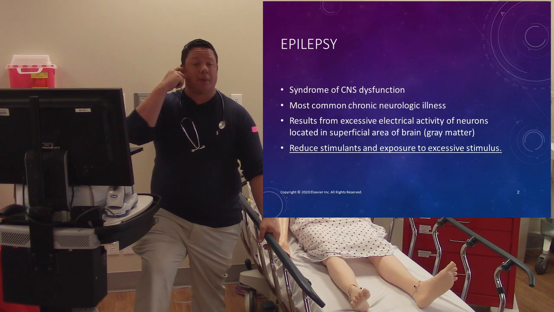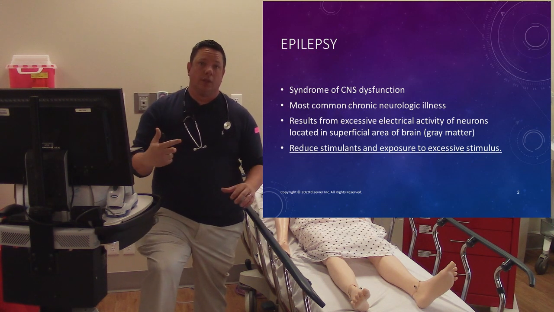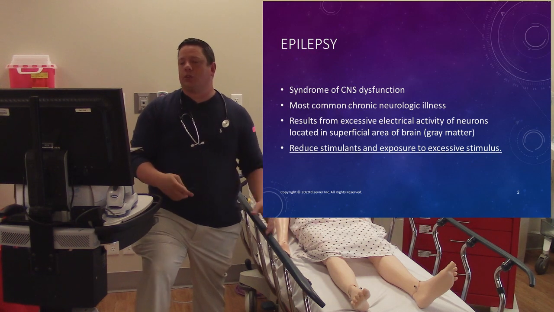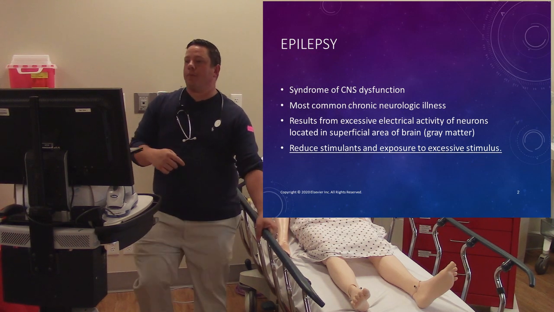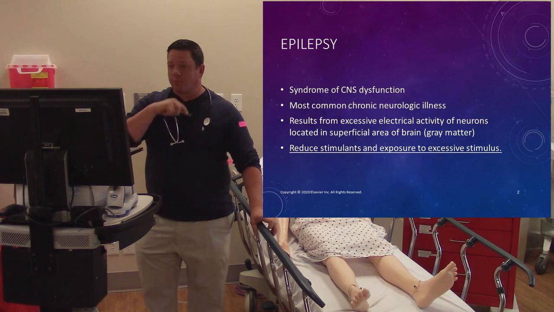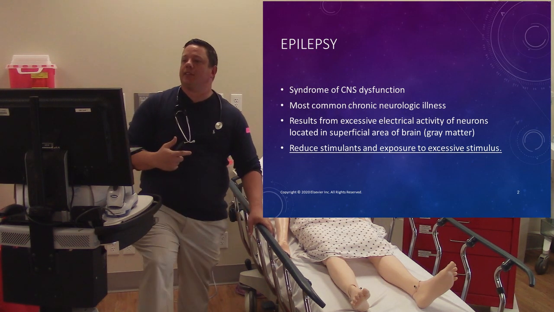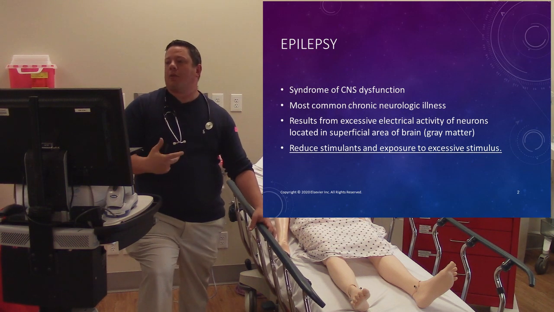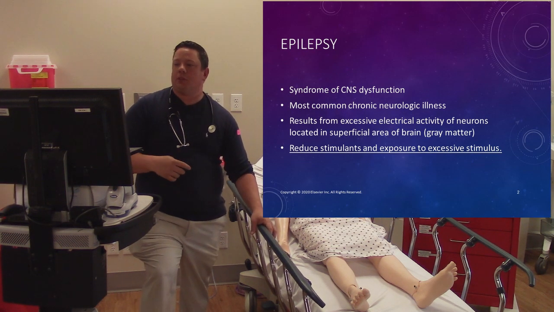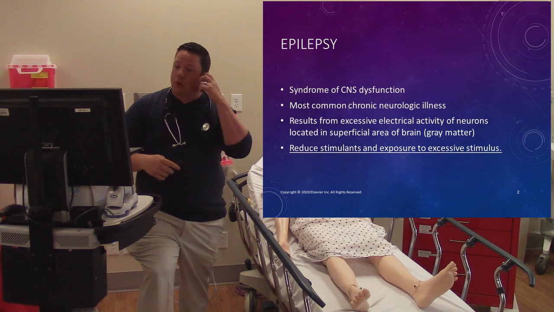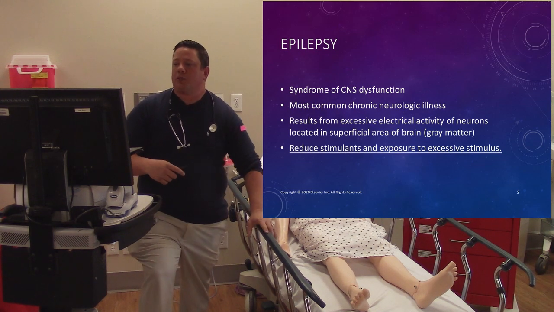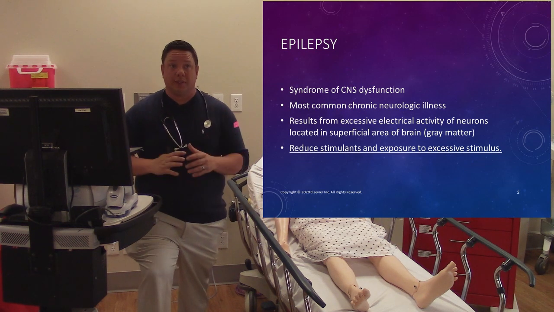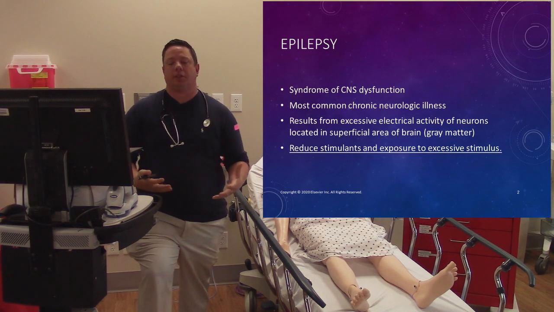What do you all know about epilepsy? Epilepsy is when your patient is probably going to have a seizure disorder. So let's talk about that more. Epilepsy is a syndrome of CNS dysfunction, so central nervous system dysfunction. It is the most common chronic neurologic illness and results from excessive electrical activity of neurons located in superficial areas of the brain, your gray matter. So it's too much CNS stimulation, and it can lead to a seizure.